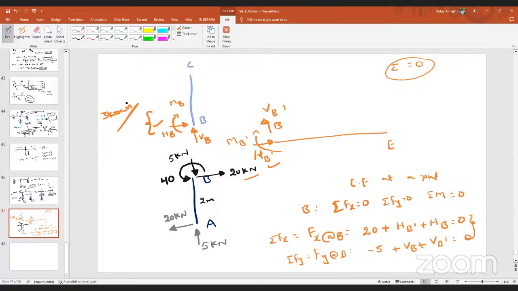Now keep these 3 aside. Let me come to here. If these 3 are known, and I write the equilibrium of member BC, can I find these 3? Imagine equilibrium in BC. Now these 3 are known. If I know these 3, can I find this reaction? Yes, sir.